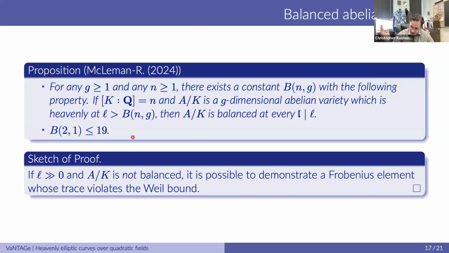Okay. The proof is actually relatively technical, but it does build on this general strategy. The whole strategy is, if you're not balanced and you're working with a large prime, you're going to be able to find some Frobenius element that violates the V-bound, and that's where the control comes from. Okay.